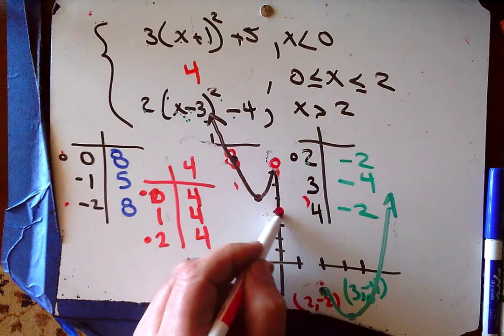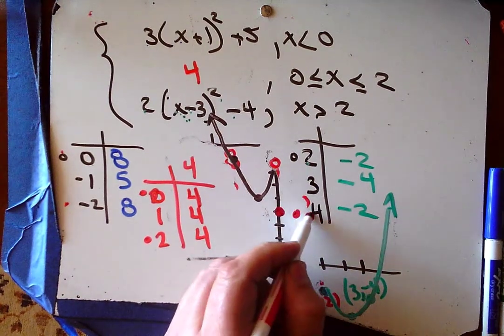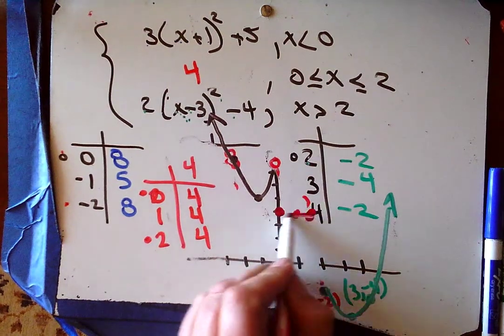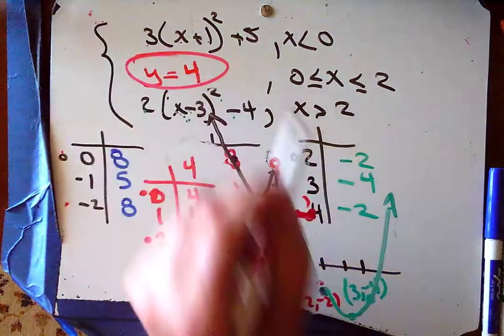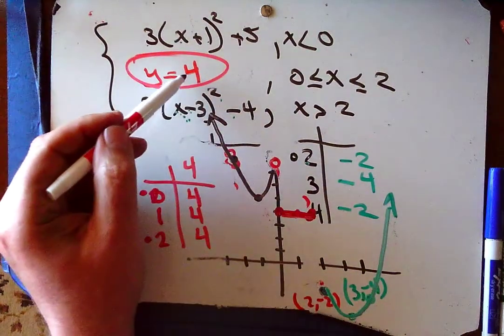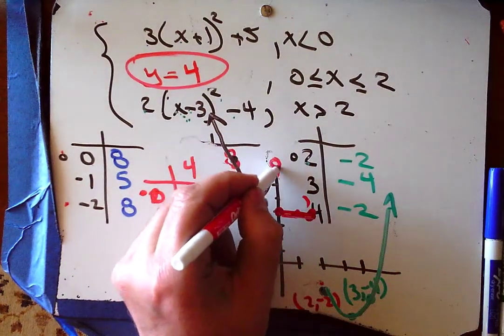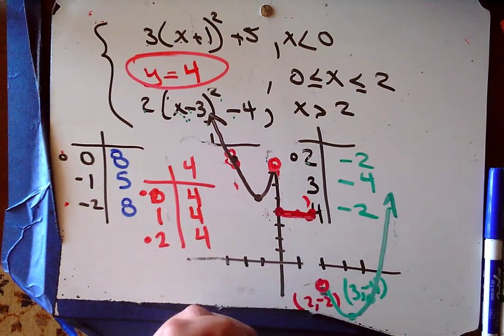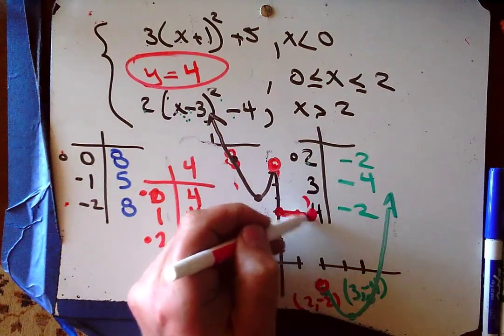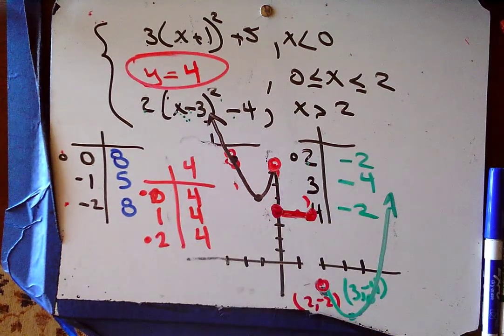So 0, 4, 1, 4, 2, 4. What kind of graph is that? Oh, that's the linear equation. Right. Y equals 4 is a horizontal line. So when I see just a number here, I'm graphing a horizontal line. Notice, though, this open circle doesn't get filled in, and this open circle down here also doesn't get filled in, because I've got closed circles here at 0, 4 and at 2, 4. Okay? So that might show up in your work as well.